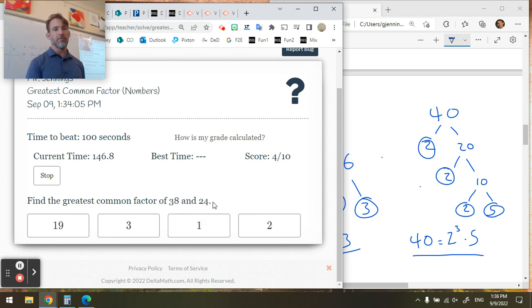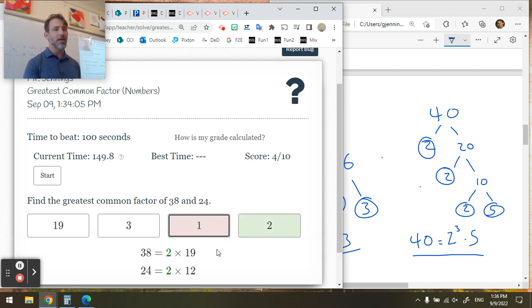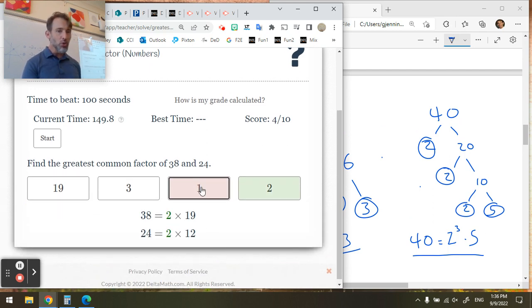38 and 24. Well, that is also 1 because 38 is, no, I made a mistake. It's 2 because they're both divisible by 2. And so when you make a mistake, laugh at yourself, be amused, and try again.